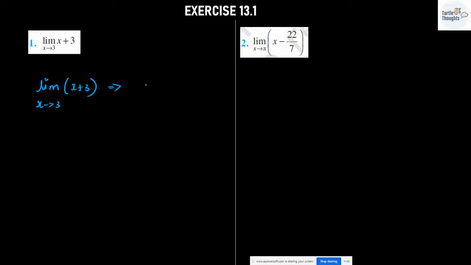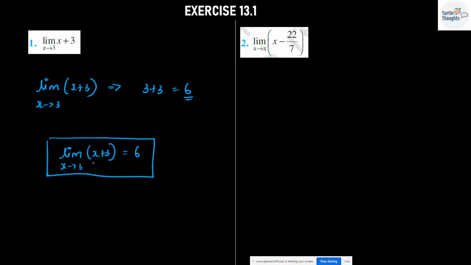So x plus 3, I can write it as 3 plus 3, which is going to be equal to 6. So I can write here limit of x plus 3 as x tends to 3 is going to be equal to 6. This is your solution.